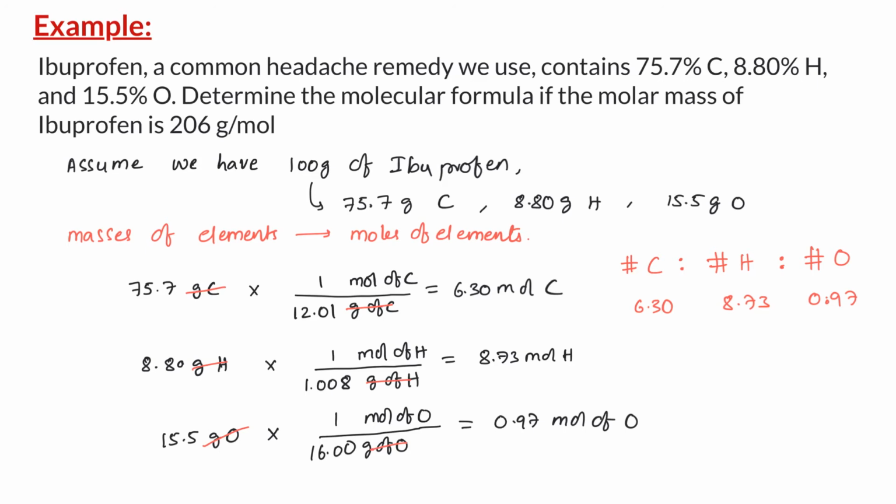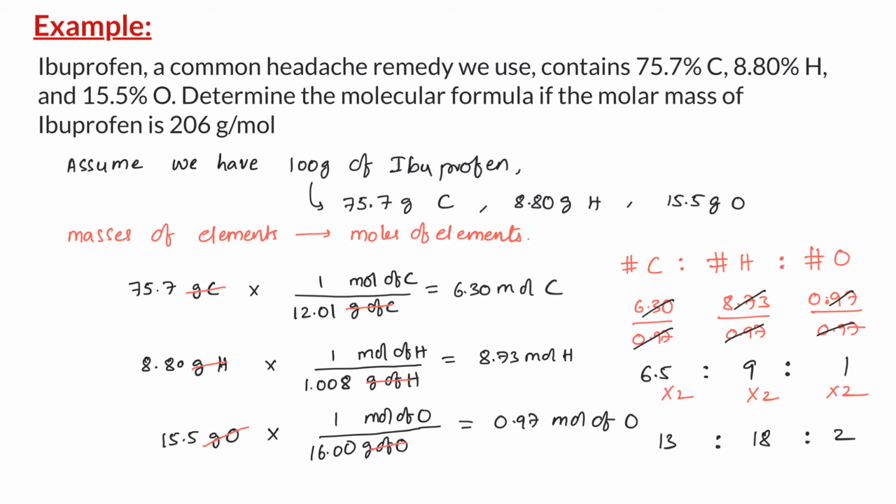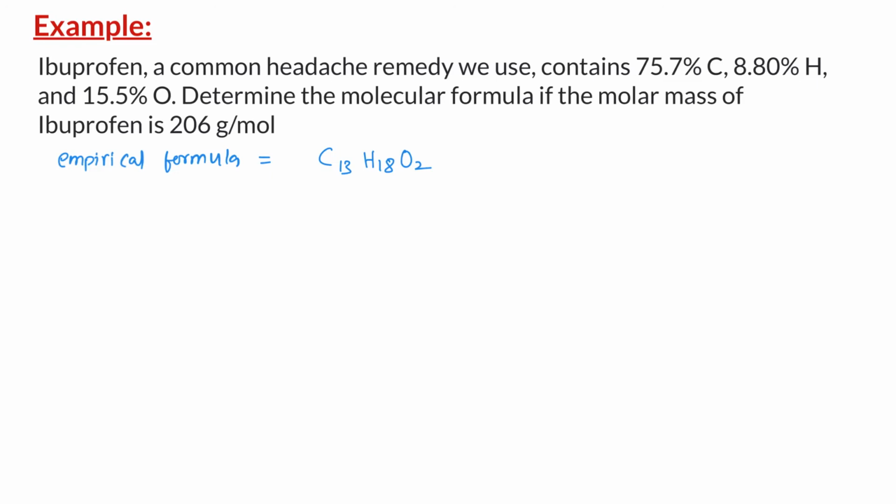To get the simplest ratio, we divide all these numbers with the smallest number, which is 0.97 moles. If we do that, we get the ratio of carbons to hydrogens to oxygens as 6.5 to 9 to 1. To convert this into a whole number, what I am going to do is multiply all these numbers with 2. So the ratio of carbons to hydrogens to oxygens is now 13 is to 18 is to 2. Therefore, the empirical formula is C13H18O2.